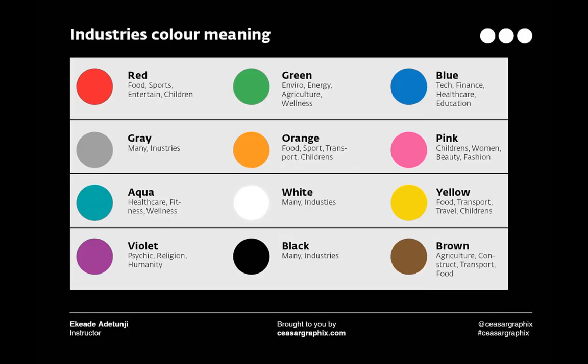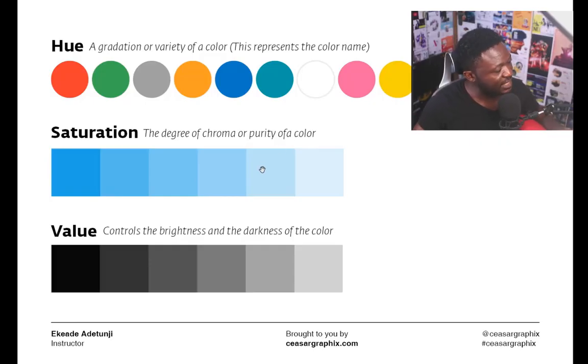And I did this one for the industries. So we have red for food, red for sports, it can be defined as entertain, and it can be defined as children. So if you're doing a logo for a company, I would advise you use this to come up with the colors you're going to use for the logo. Just come here, then pick the colors that go with what the company is into. We have these three guys that always help with getting different shades of colors.